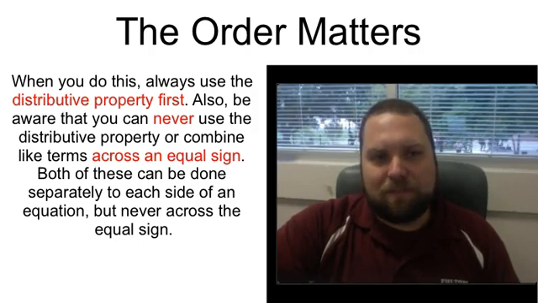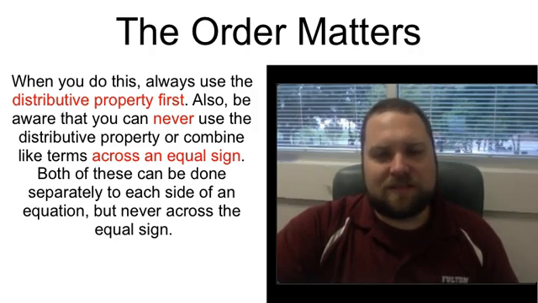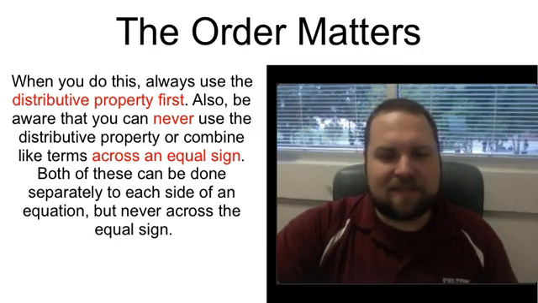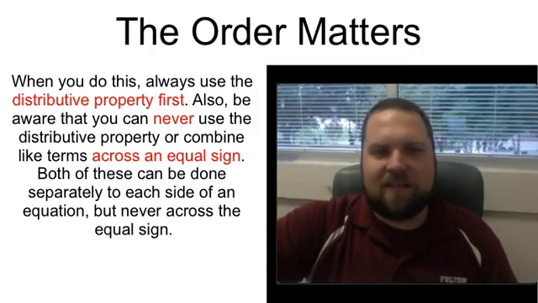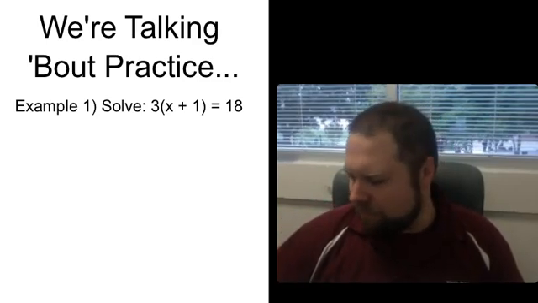However, the order we do this in matters. Always do the distributive property first and then combine like terms. If you combine like terms first and then do the distributive property, odds are good that you're going to have to combine like terms again, so you've just made the problem longer for yourself. So use the distributive property first, and be aware that neither one of these, the distributive property or combining like terms, works across an equal sign. You only do that to one side of an equation, pretending the other side doesn't exist. Once you're done there, look at the other side of the equation and simplify that side, but never ever cross the equal sign. So now that we've heard some of that, let's take a look at some practice.